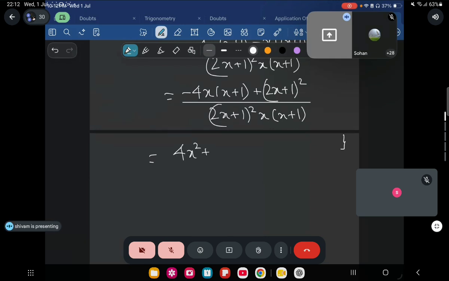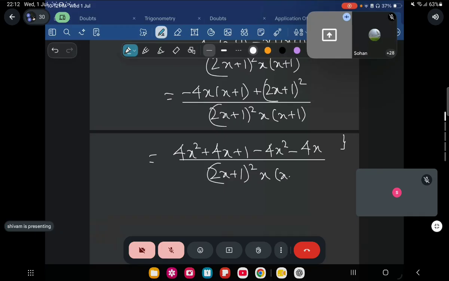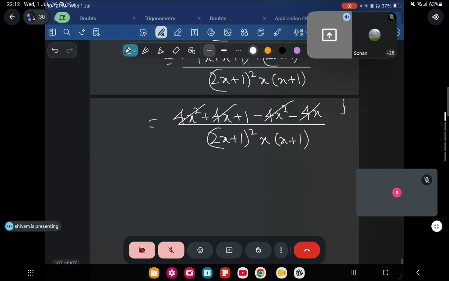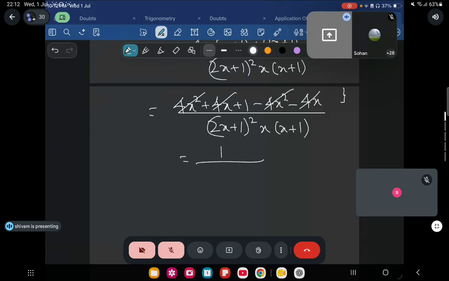Next, again, let us open the brackets. We'll get 4x square plus 4x plus 1 minus 4x square minus 4x. So in the numerator, we are going to get only 1. 4x square, 4x gets cancelled. We are going to get 1 upon 2x plus 1 whole square. Acha, so it is positive. Can you understand?